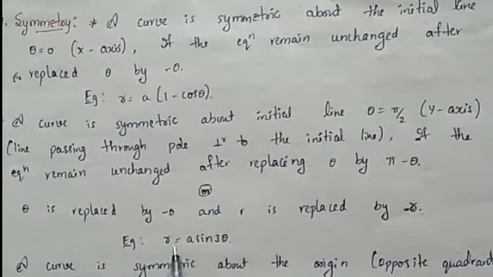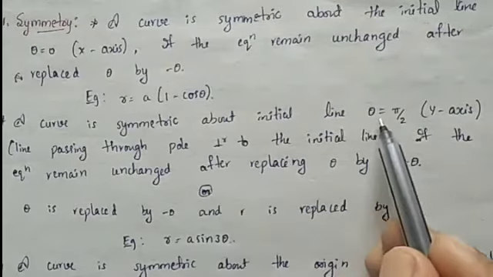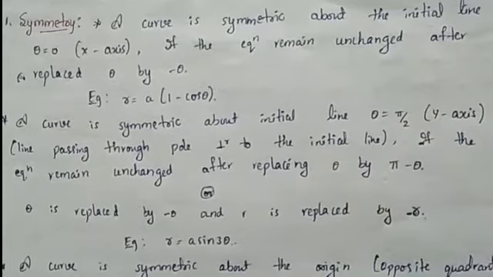For example, r is equal to a sin 3 theta. You replace r by minus r and theta by minus theta, you get the same equation of the curve. Or you replace theta by pi minus theta, you get the same equation of the curve. Hence the curve is symmetric about the line theta is equal to pi by 2.